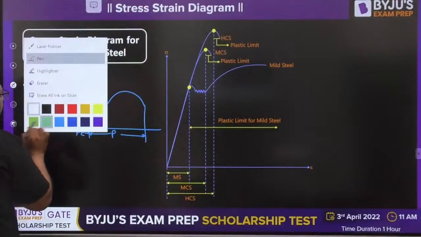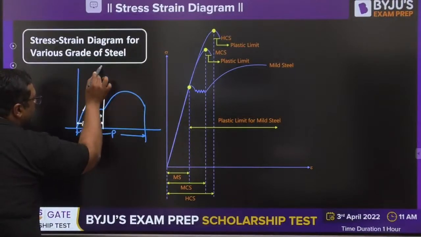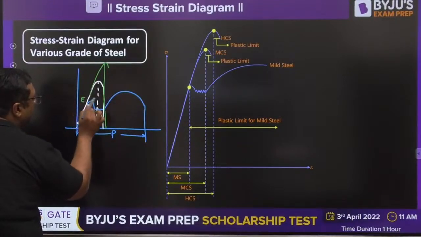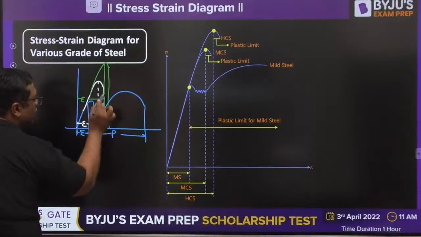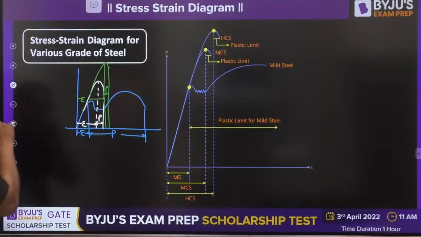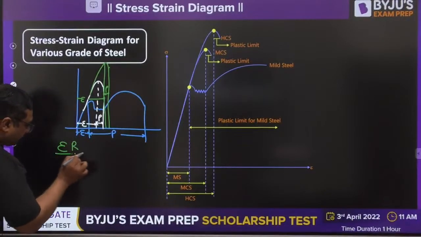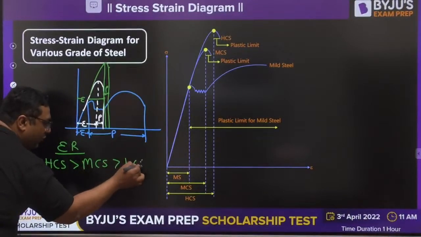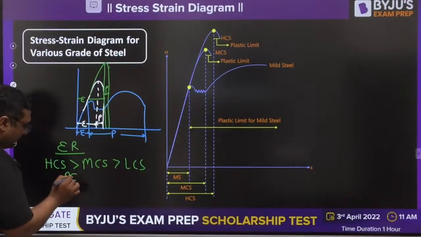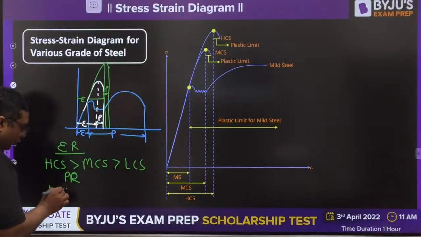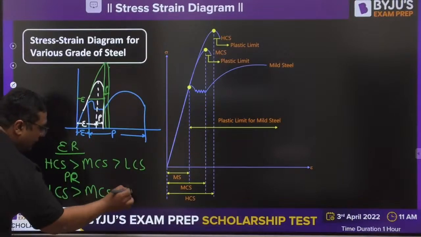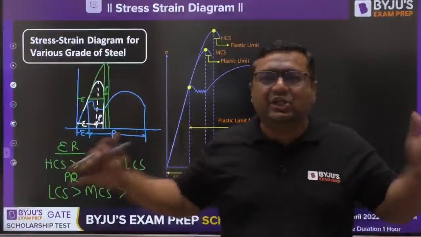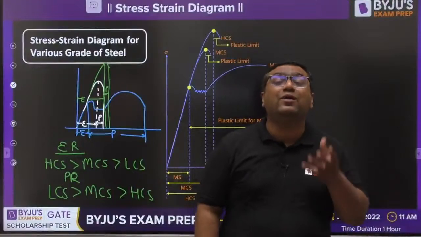Then my dear, if you make the curve for high carbon steel, it is going to be like this, and here this region is elastic and this region is plastic. If you see carefully, the elastic region is highest for high carbon steel, then medium carbon steel, then low carbon steel. And the plastic region is highest for low carbon steel, then medium carbon steel, and then high carbon steel. So for low carbon steel we have more plastic region, and for high carbon steel we have more elastic region.